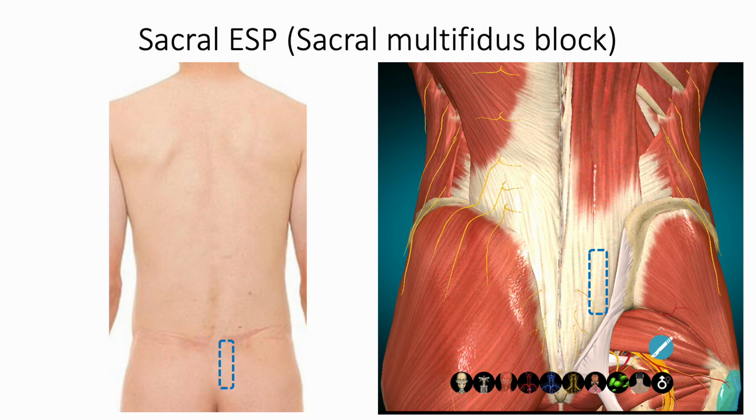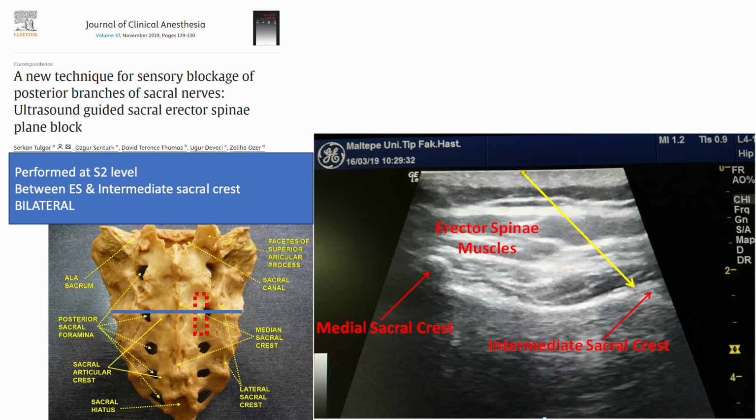Finally, we will discuss the sacral ESP block, also known as the sacral multifidus block. The original description of the sacral ESP block was done by Tulgar et al., who performed the first sacral ESP block on a patient undergoing pilonidal sinus surgery. So they described this as a technique to block the posterior branches of the sacral nerves.